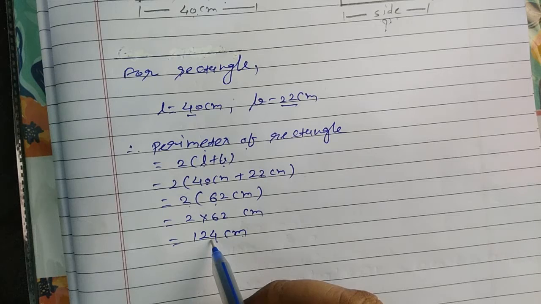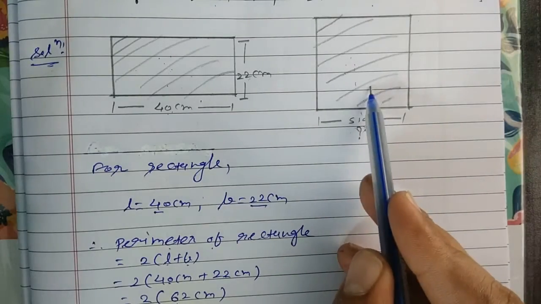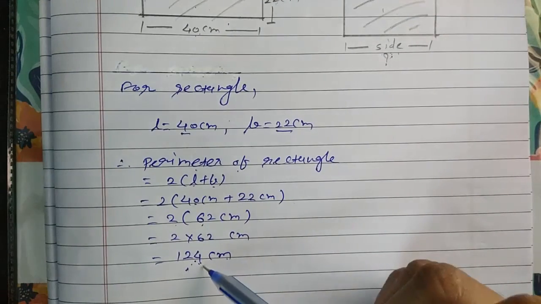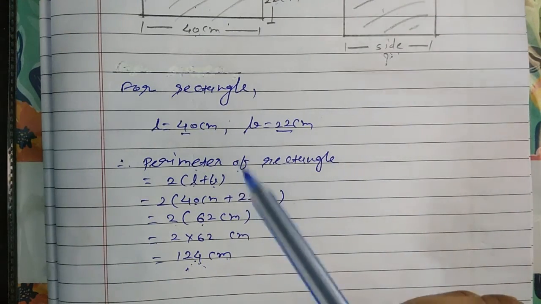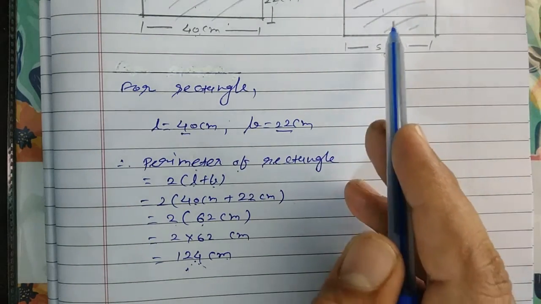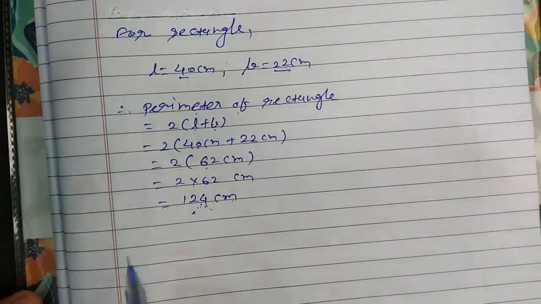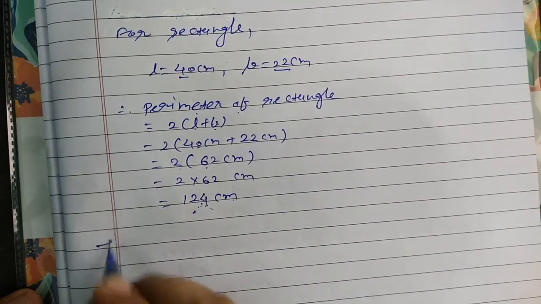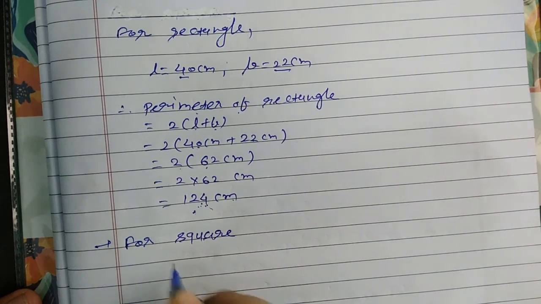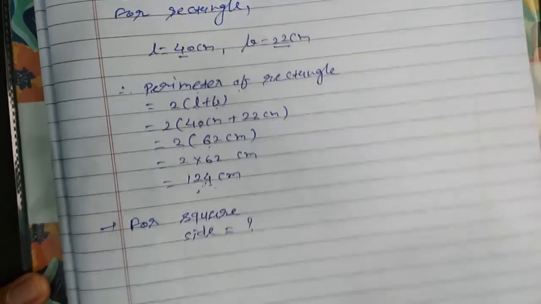This perimeter of 124 centimeter will be the same for the perimeter of the square, because it is the length of the wire, and that same wire was rebent into the square. So the perimeter of the square will be the same, 124 centimeter. We will use this information to find the length of the side of the square. So here we have to find the length of the side.